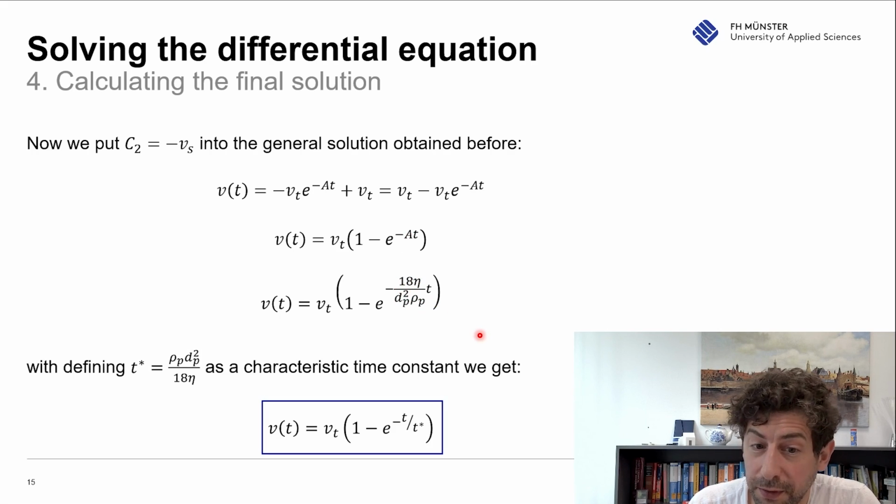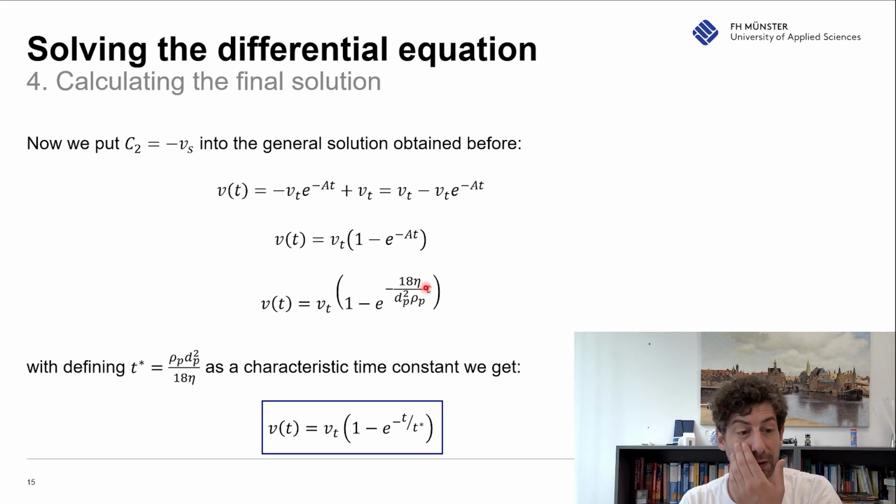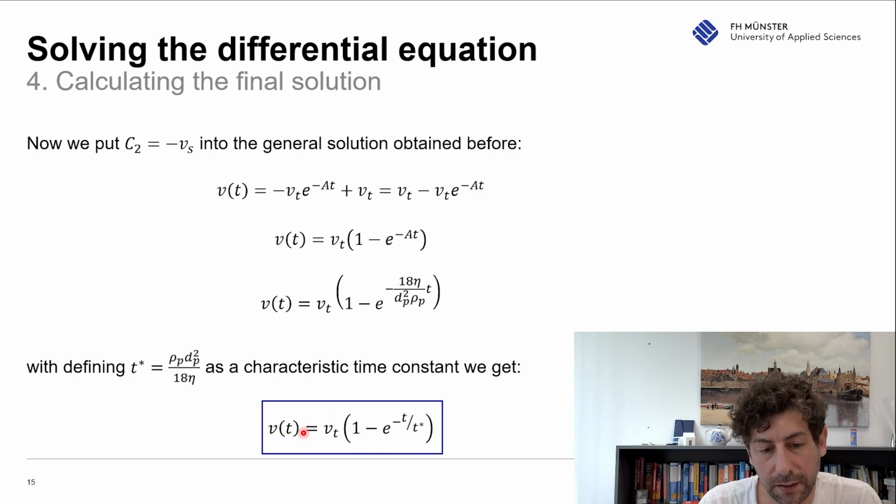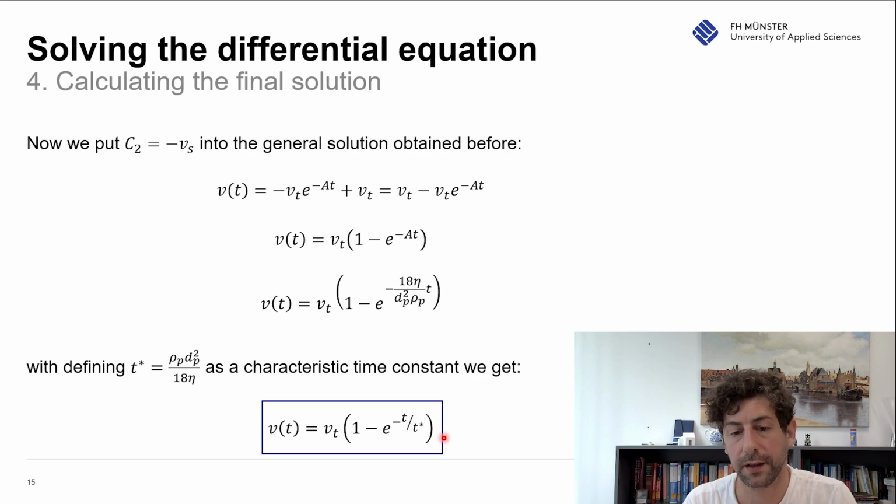And now it should look very familiar to what we saw before, because now we can define a characteristic time t star, which is this expression, and then we will get the equation vt equals, so v as a function of time equals the terminal velocity multiplied by 1 minus e to the power minus t as a variable divided by the characteristic time t star. So that's the same equation as I showed you before, and this is how we can solve the differential equation.